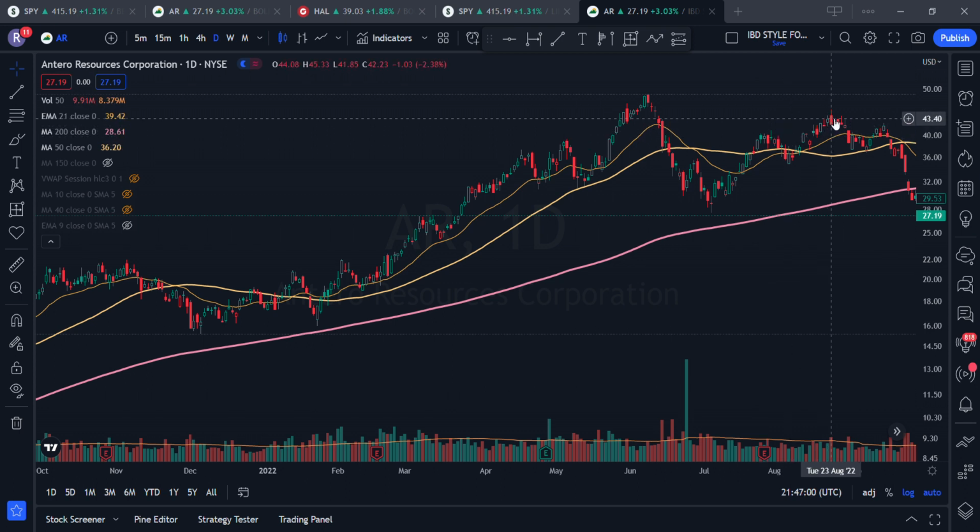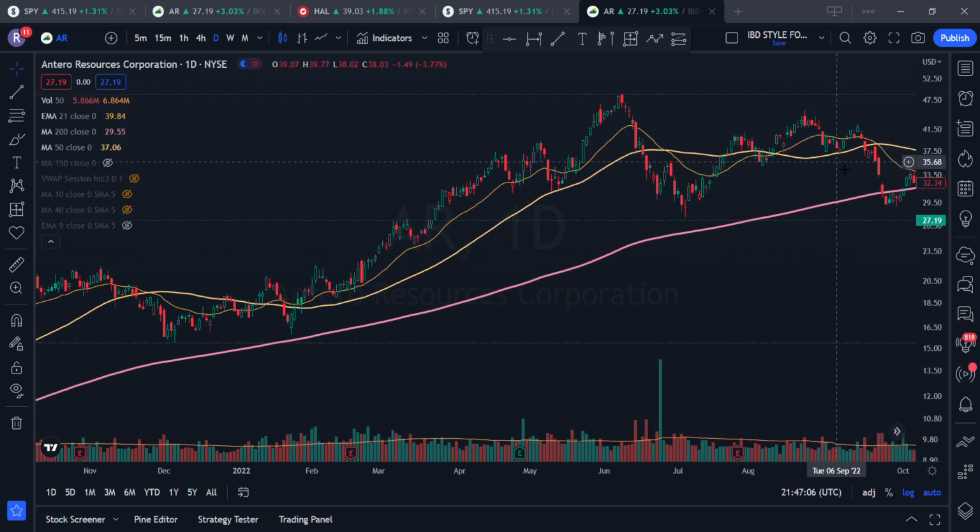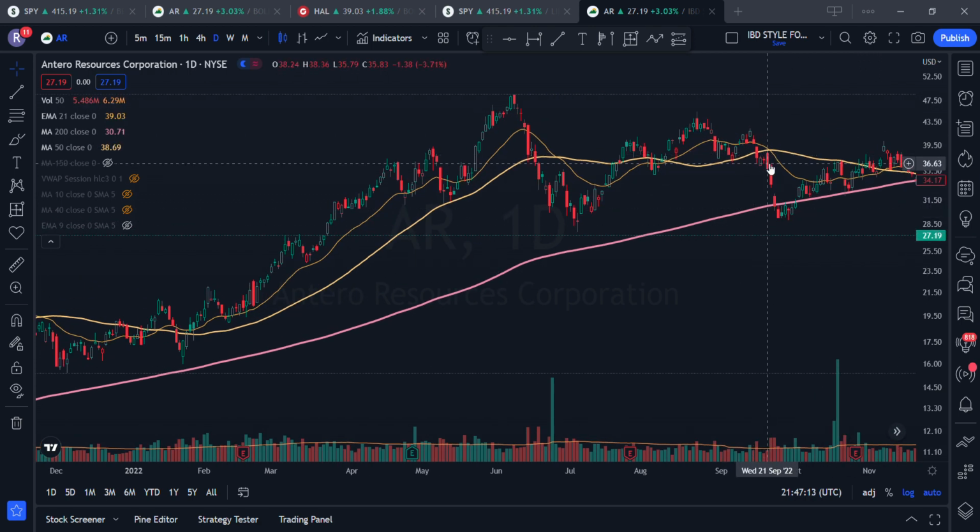Once again, it tries to go up, but it comes down on slightly higher volume, and then again it tries to go up, then again breaks down on heavy volume. So it comes down on heavy volume through the 50-day moving averages. So this is where I like to put the stock on my watch list.